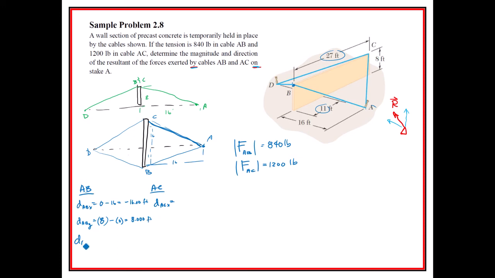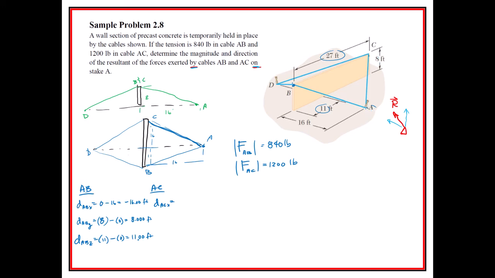And then ABZ. We're going to call this the 0 right there. In the second position it's going to go to positive 11, and in the initial position it's 0, so that is 11 feet.